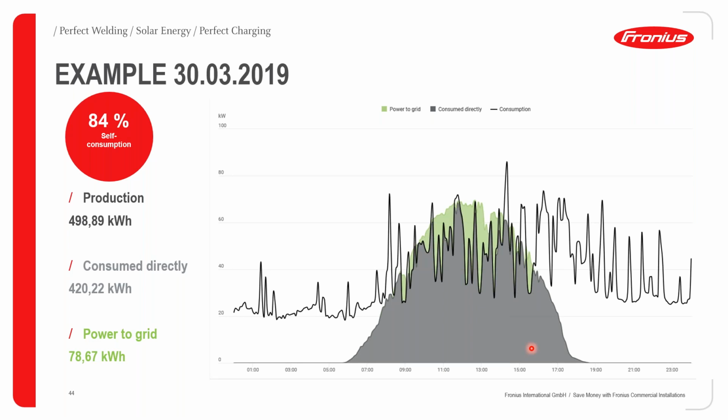To give us a clear and much more precise picture of the effect of this installation, we decided to pull out one day's info, one day chart, to give us a much more detailed explanation of what is going on in the system. So for this particular day, which is the 30th of March 2019, we achieved a self-consumption rate as high as 84%.